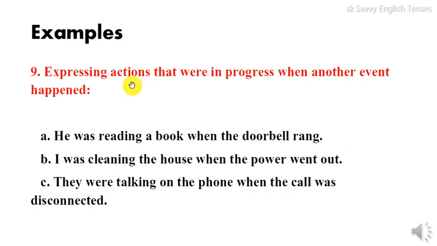Okay, number nine is expressing actions that were in progress when another event happened. For example, he was reading a book when the doorbell rang. I was cleaning the house when the power went out. They were talking on the phone when the call was disconnected.